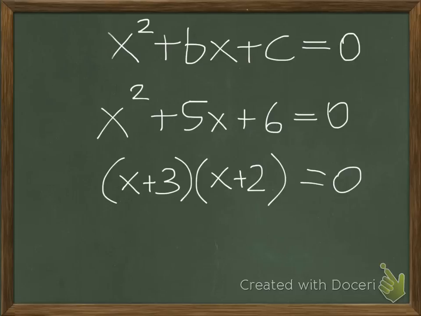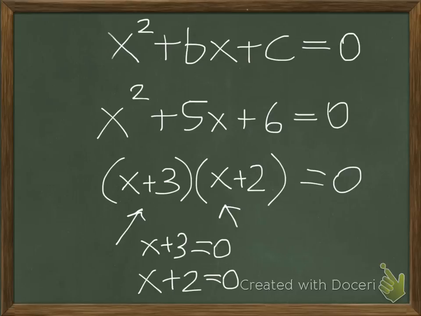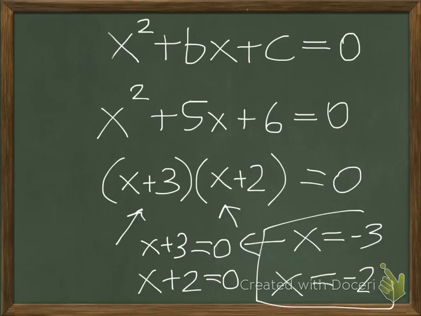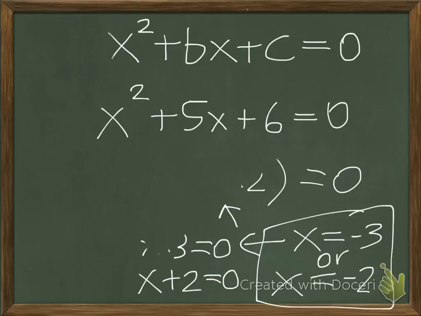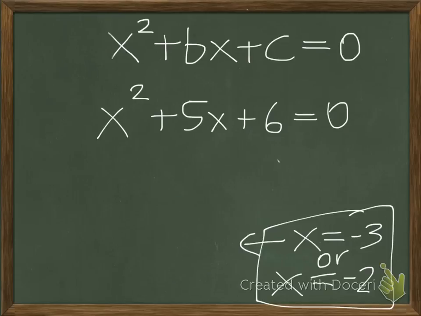Now, we just learned that means that this equals 0 or this equals 0. So we have two equations, x plus 3 equals 0 or x plus 2 equals 0. So that means here x equals negative 3, here x equals negative 2. So the two solutions are x equals negative 3 or x equals negative 2. So quadratic equations have two solutions. Okay? So let's test these solutions to make sure they actually work.